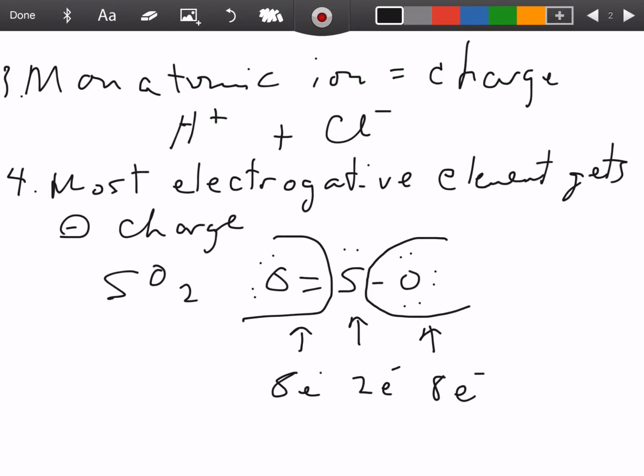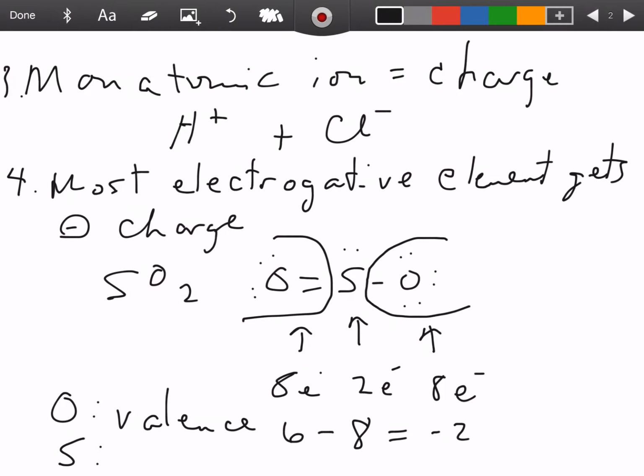So what this means is that since oxygen has a valence of 6, because it's in the 16th column or the 6th column, depending on how you're counting that, we're going to take the valence and subtract the number of electrons associated with it. So we end up with a -2 for the oxygen.